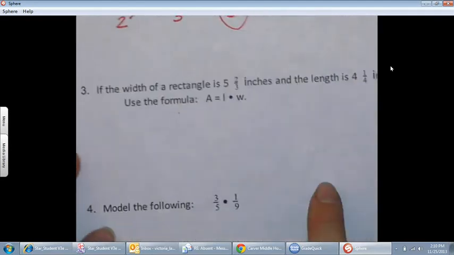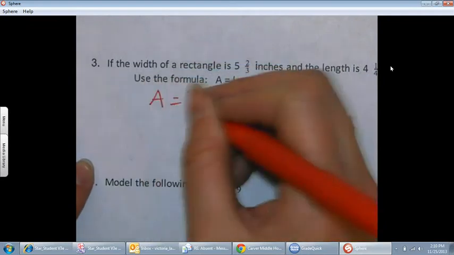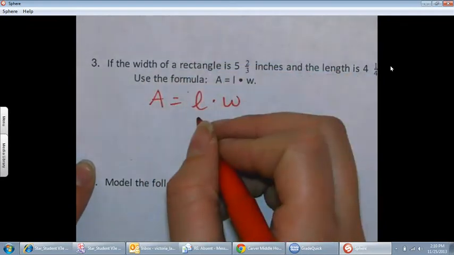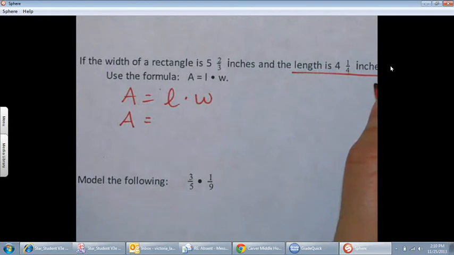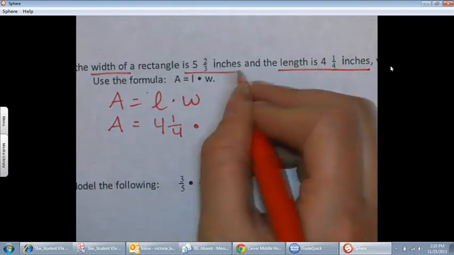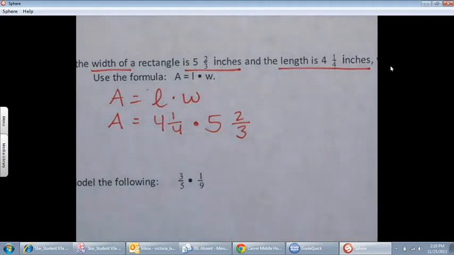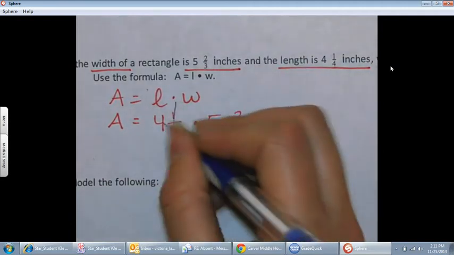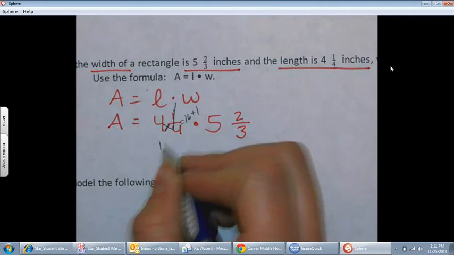If the width of the rectangle is 5 2/3 inches and the length is 4 1/4 inches, what is the area? Remember, we have to use the formula area equals length times width. So if the length is 4 1/4 inches, we're going to do 4 1/4 times the width, 5 2/3. Now, you cannot multiply mixed numbers. You have to make them improper fractions first. Remember, I taught you to check it. So 4 times 4 is 16, plus the extra 1 is 17/4.